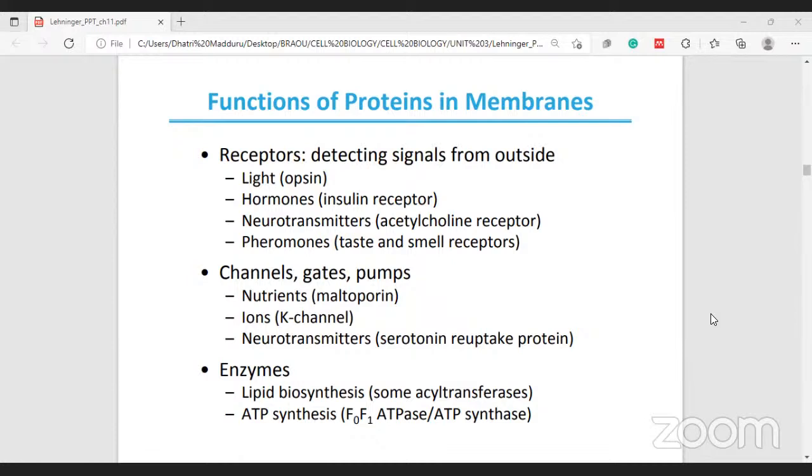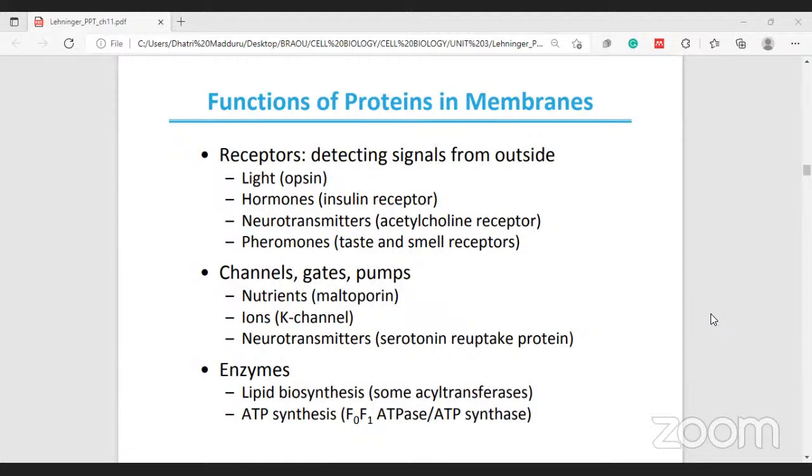Then channels, gates, and pumps. Apart from signaling, these proteins also act as channels, gates, and pumps for the permeability of small molecules. For nutrient movement, like maltoporins. Maltoporins are the proteins which form a gate or a channel for transport of nutrients. Then potassium channels for transport of potassium ions. Then the serotonin reuptake protein, which transports serotonin, which is again a neurotransmitter.